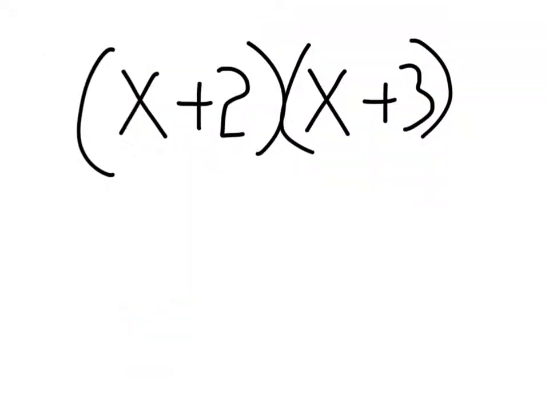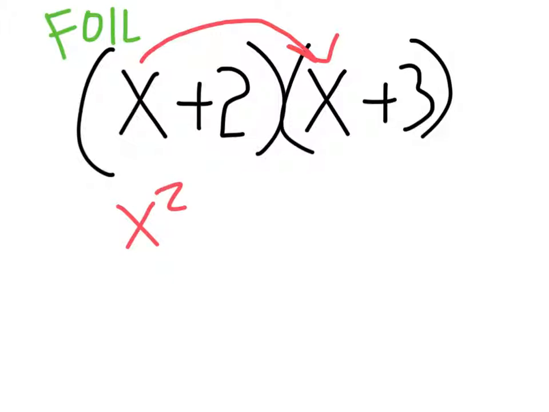So let's attack this problem using our FOIL method. We know that FOIL is spelled F-O-I-L, and that's going to stand for first, outer, inner, last. So this is going to be the first terms. We're multiplying, and x times x is going to give us x squared. Next we have outer, right? And so here we have the outer terms. It's going to be x, which is on the outside, and 3, which is all the way on the right side. And x times 3 is going to give us 3x.